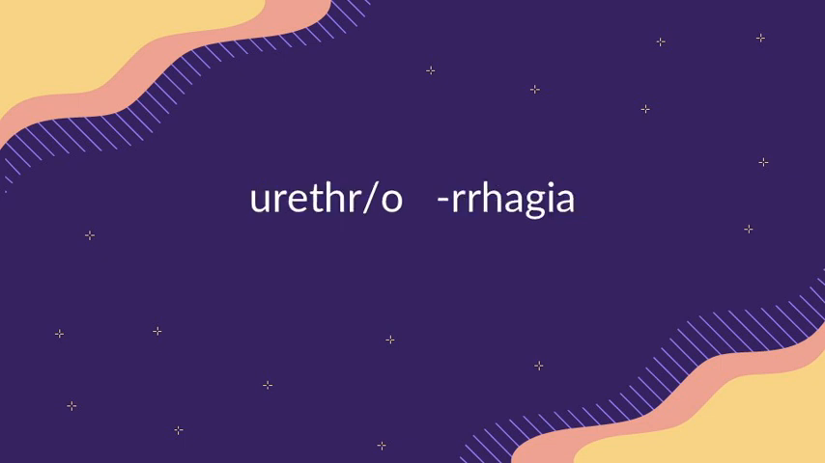How about urethro and rrhagia? What's the outcome? That gives us urethrorrhagia. The root urethr refers to the urethra, connected by o. The suffix rrhagia means bleeding. Bleeding, right, the double R. Exactly. So urethrorrhagia is bleeding from the urethra. Ouch. Yeah, that sounds pretty unpleasant.